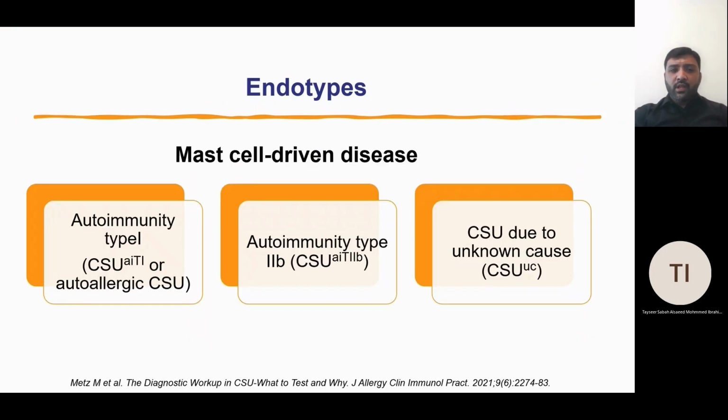Chronic spontaneous urticaria is predominantly a mast cell-driven disease. Based on the underlying mechanism by which the mast cells are activated, it can be divided into autoimmunity type 1 or autoallergic chronic spontaneous urticaria, autoimmunity type 2B or CSU type 2B, and chronic spontaneous urticaria due to unknown cause, where the cause is yet to be determined.